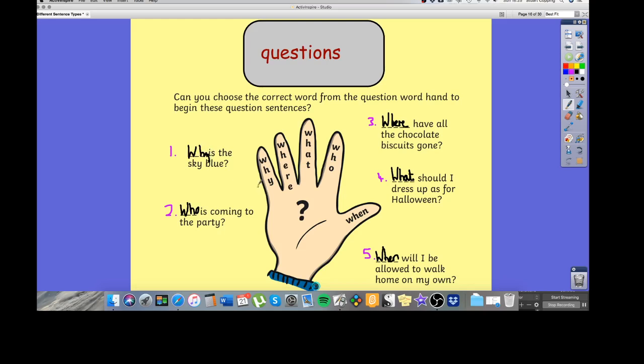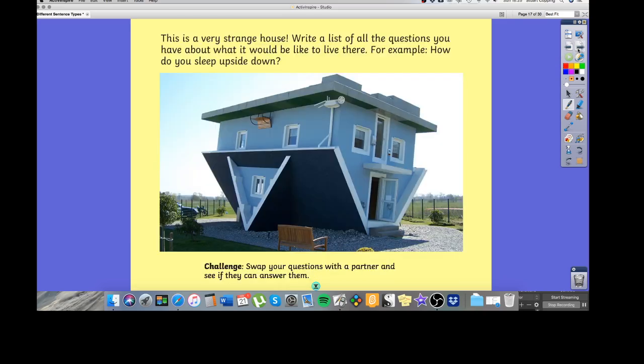So there's your 5 question words. So you should have 1 why, 2 who, 3 where, 4 what, and 5 when written on your piece of paper. Let's carry on. Okay, so this is a very strange house. It says write a list of all the questions you have about this house, what it would be like to live there. For example, how do you sleep upside down?